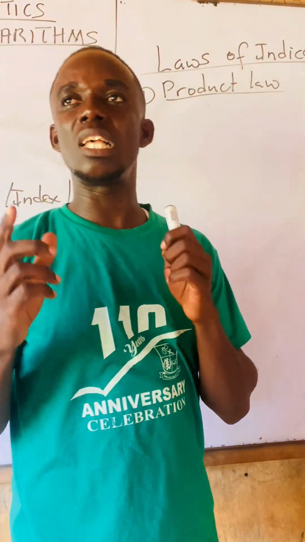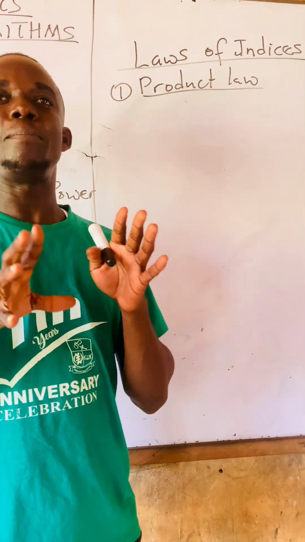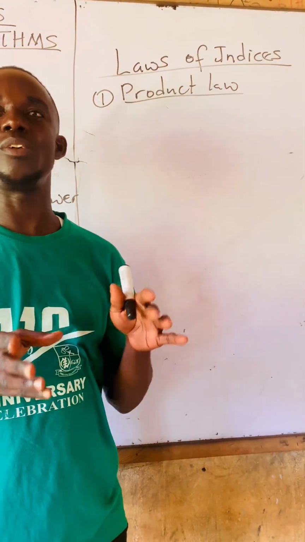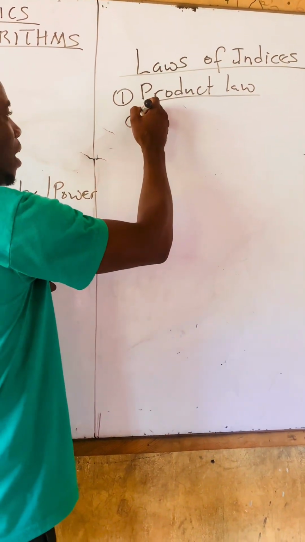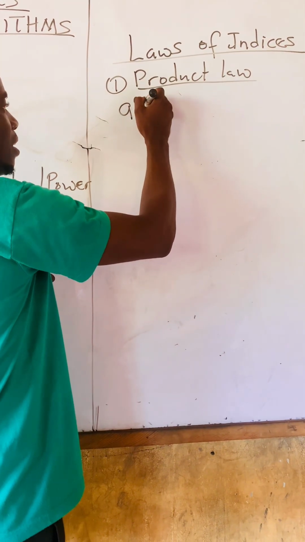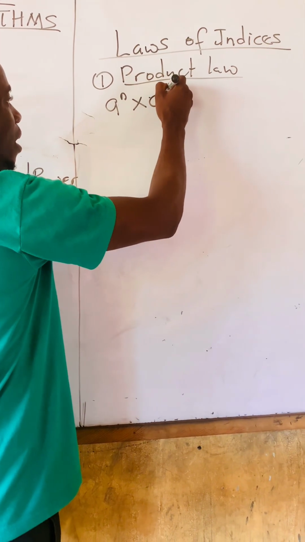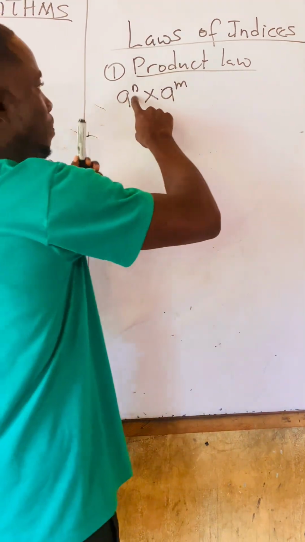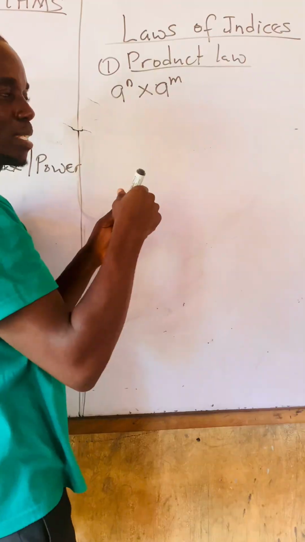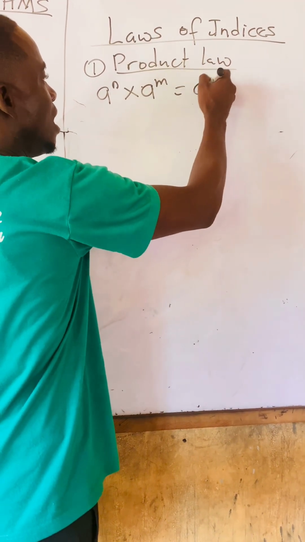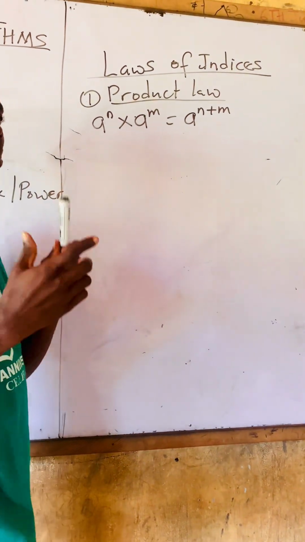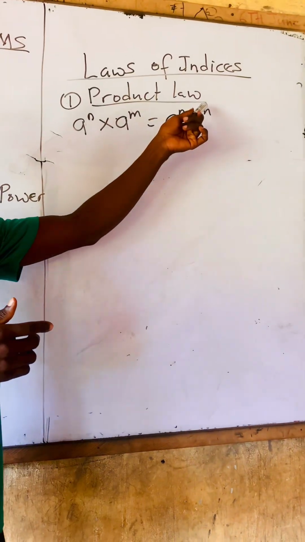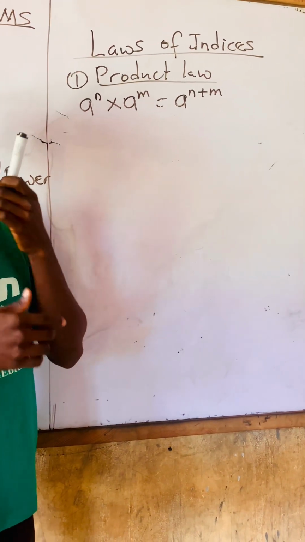The product law states that whenever the bases are the same and they are multiplying, we add the exponents. For instance, if you have a raised to the power n times a raised to the power n, what do we do? We add the exponents. So we are going to get a raised to the power n plus what? n.